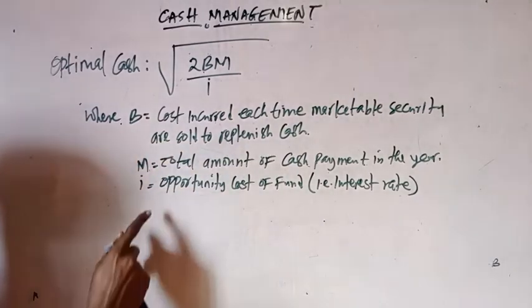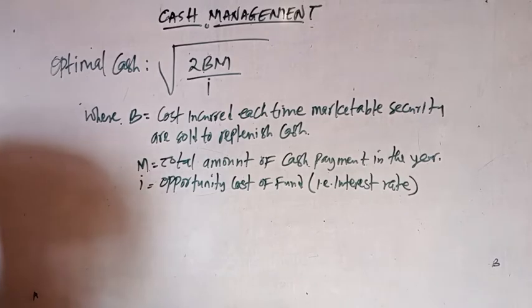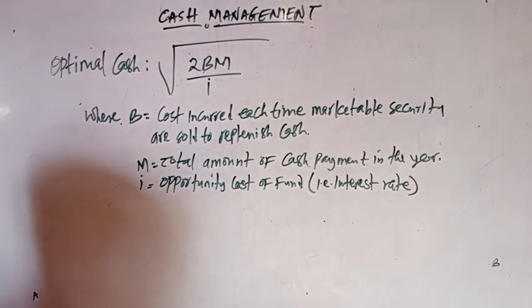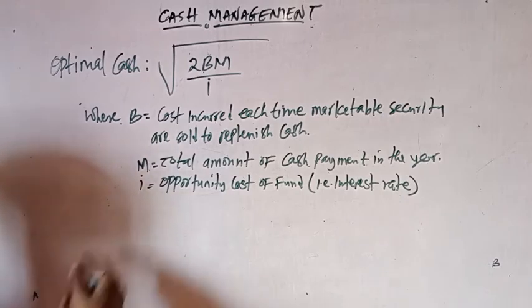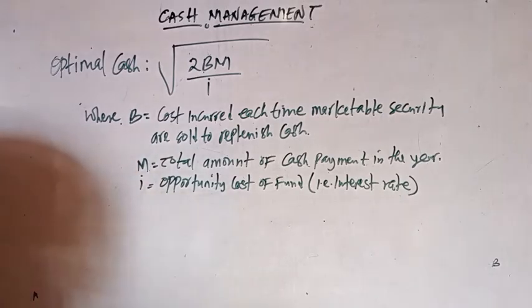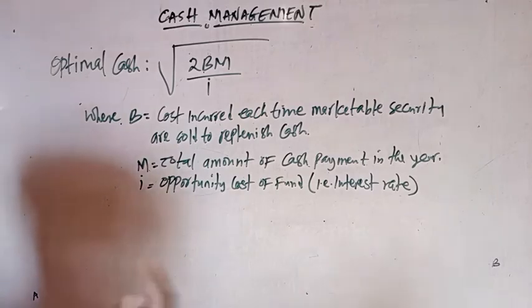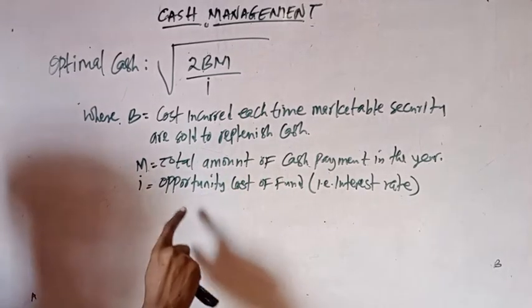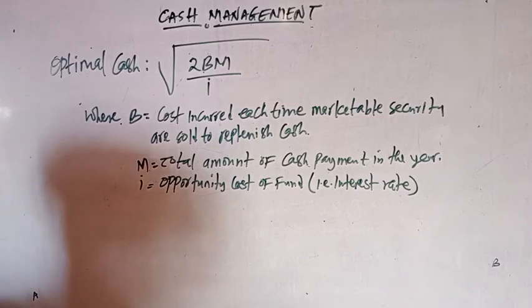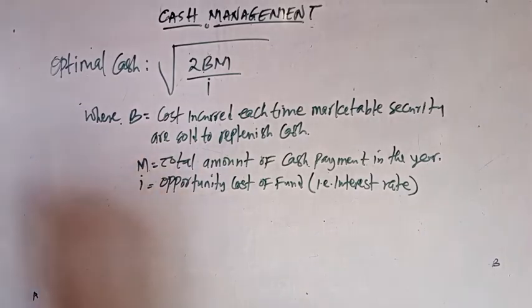What do I mean by that? Take for example the cash that you are holding in your company to finance some operations. That cash can also be invested somewhere that is going to give you back a certain return. That return that you have forgone is what we call the opportunity cost of fund.